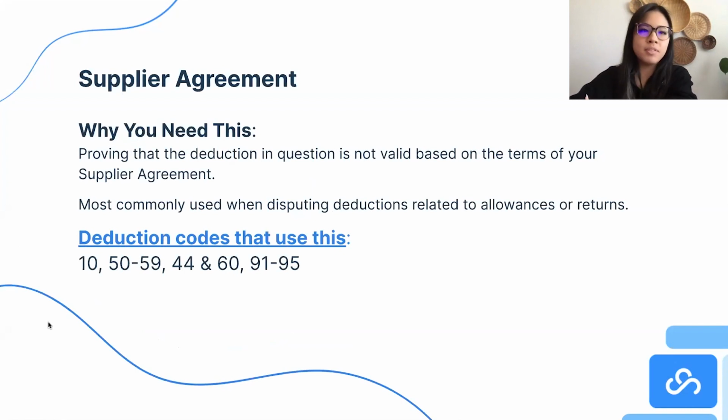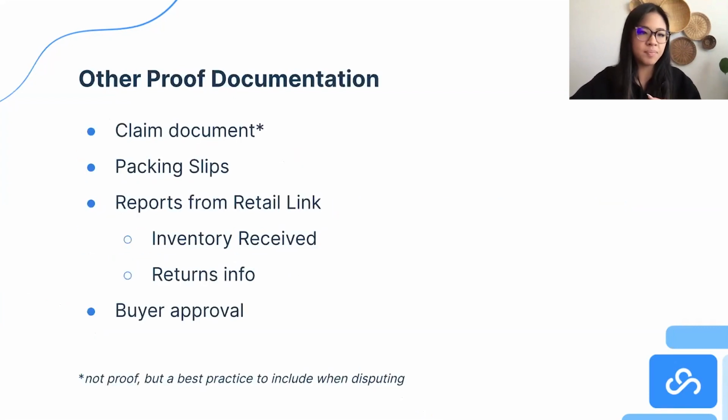Another type of proof documentation is the supplier agreement. We've talked about this a couple of times. This lays out your contractual obligations with Walmart. You and the buying team should have signed this. Usually you're going to use it for more allowance type deduction codes, which makes a lot of sense. As a friendly reminder, anything allowance related you're going to dispute with your buyer, but this is still proof documentation that could be helpful to share with your buyer on why they need to reverse a certain type of deduction.